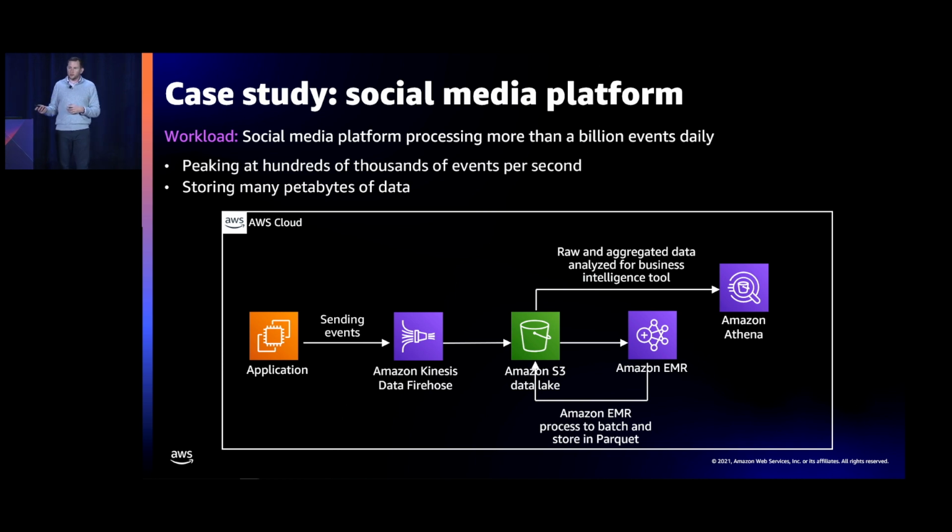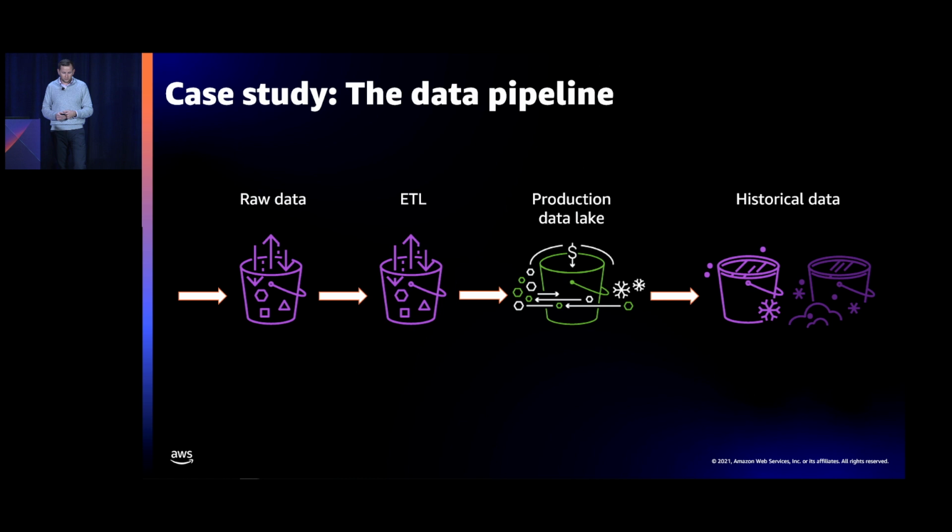They ingested events through Amazon Kinesis Data Firehose into their Amazon S3 data lake. Once in S3, they ran hourly EMR jobs to batch, transform, and store the data in Parquet format. They then consumed the data with tools like Amazon Athena.